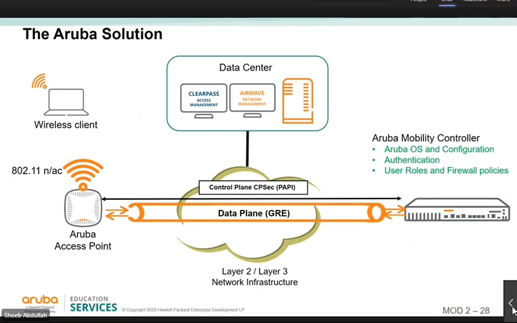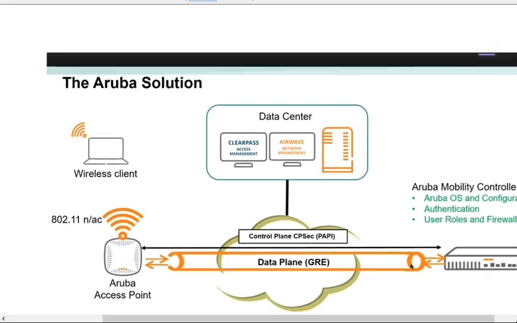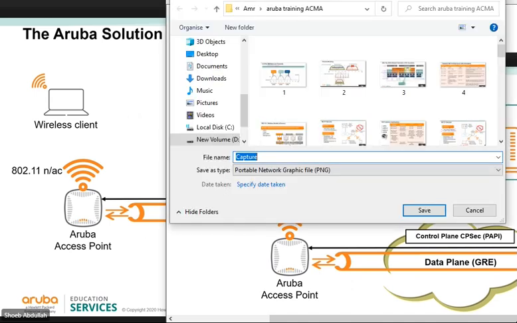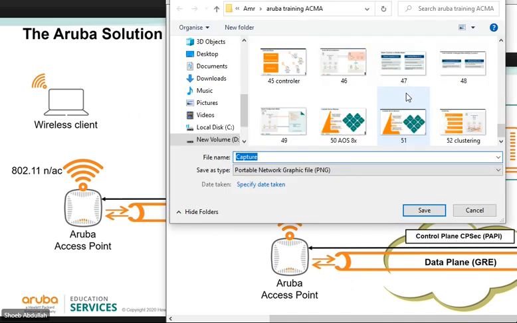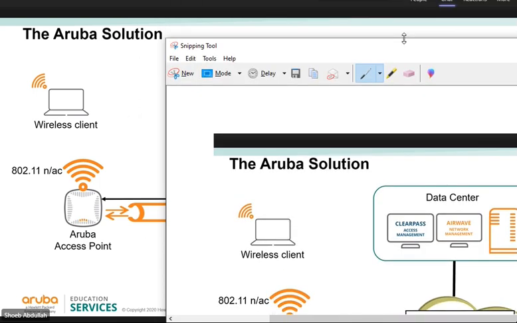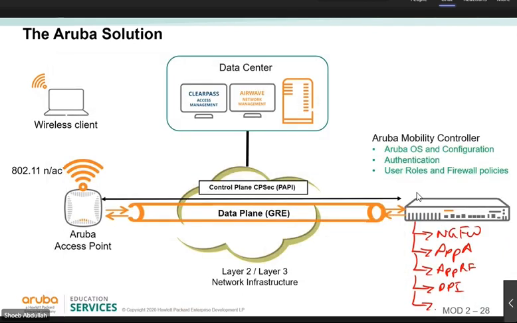So next is your Aruba control plane and data plane, right? We'll discuss the control plane and data plane between your AP and MC. Now, like I told you, your mobility controller is a next generation firewall. So let's list out all those features. One is your next generation firewall features. Other is your application analysis. Other is your AppRF. Other is your deep packet inspection. Other is your fix. Right, your mobility controller has got all these good security features with the proper licenses.